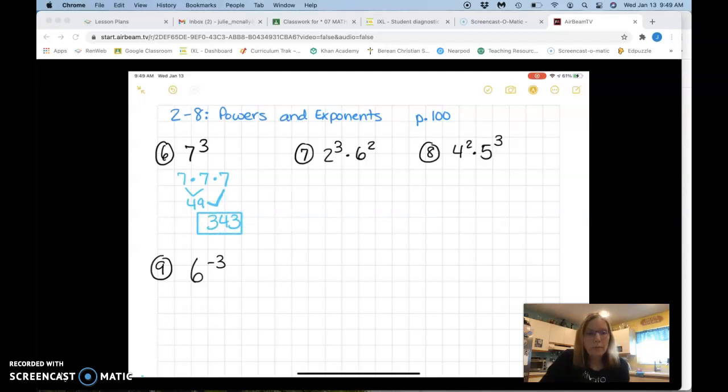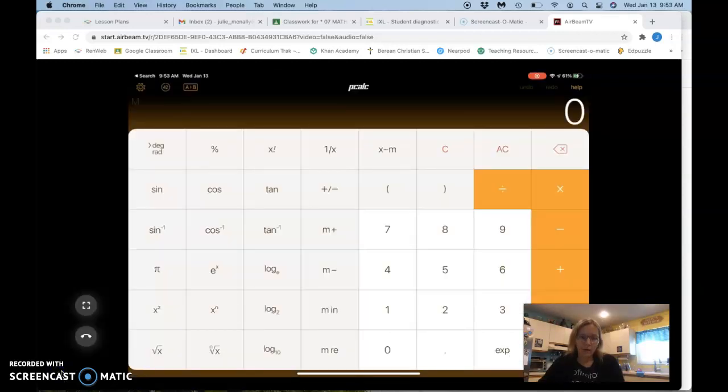So 7 to the third power is 343. Or you can put it in your calculator, and I'll show you how to do exponents on your calculator. Okay, so on the calculator, if I was going to do 7 to the third power, I would hit 7 on this one, which may be similar to one that you use on your computer. And then, since it's to the third power, I'm going to hit this X to the N button. And I'm going to hit a 3 because that's my exponent. And then equals. And it gives me 343.